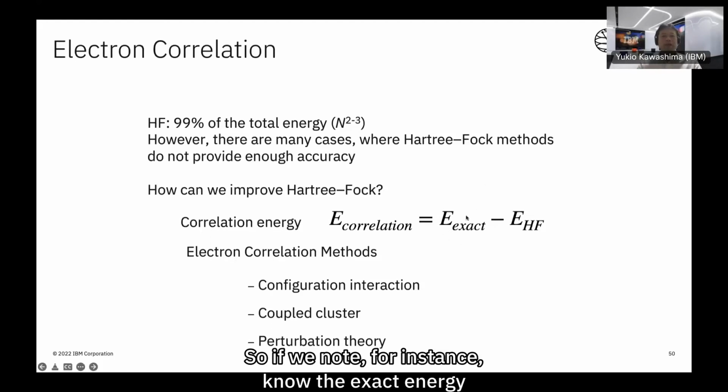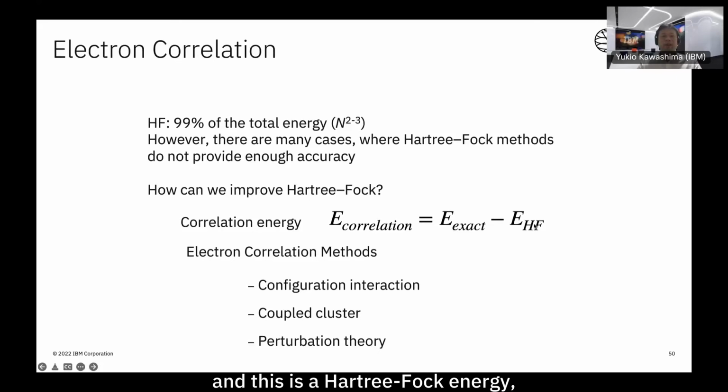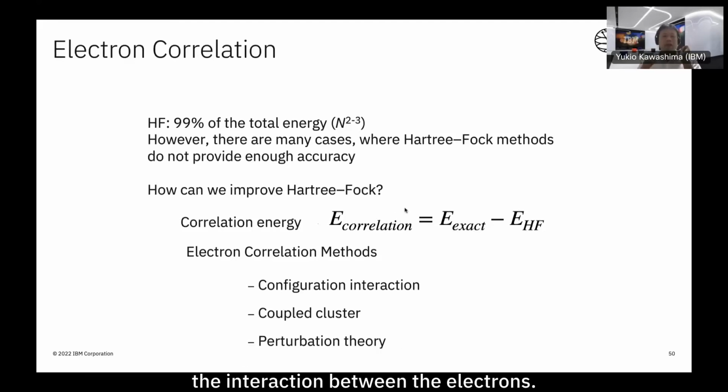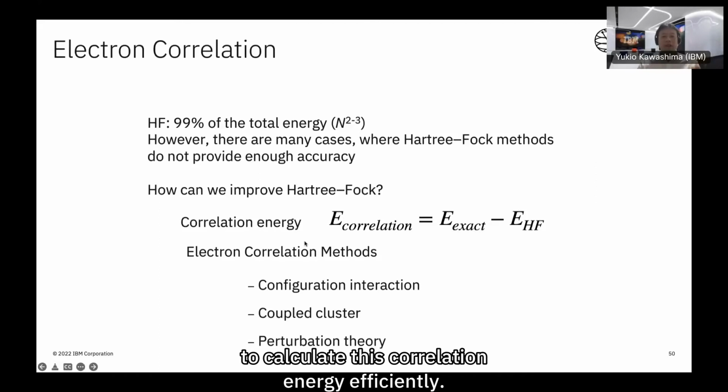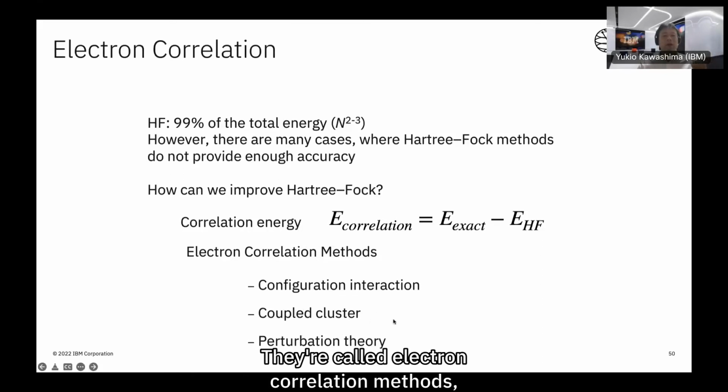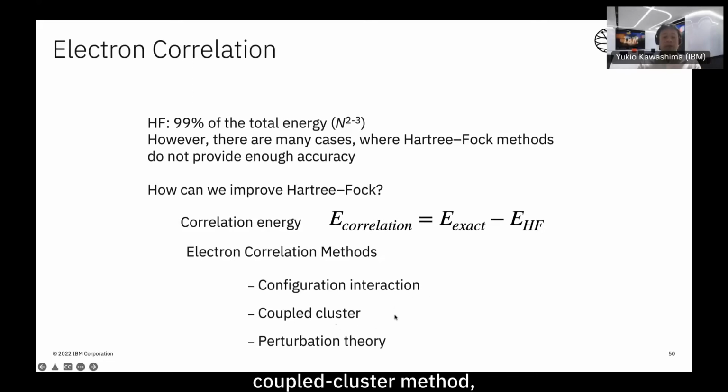If we know, for instance, the exact energy, and this is our Hartree-Fock energy, the gap between them is called the correlation energy, because in Hartree-Fock we don't explicitly treat the interaction between the electrons. We use the mean field approximation. So what we want to do is calculate this correlation energy efficiently, and those are the methods shown below. They're called the electron correlation methods: the configuration interaction, coupled cluster method, and the perturbation theory. I'm going to talk about these one by one.